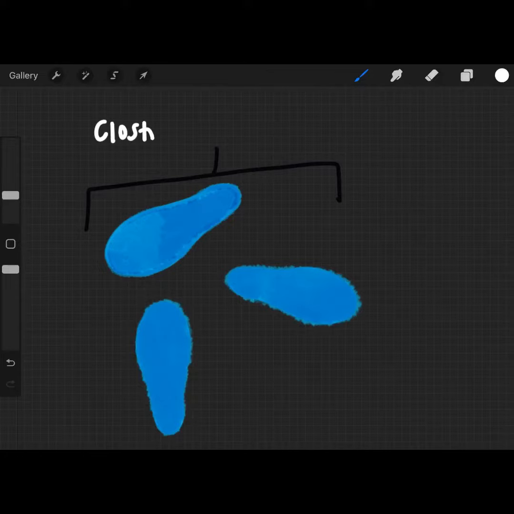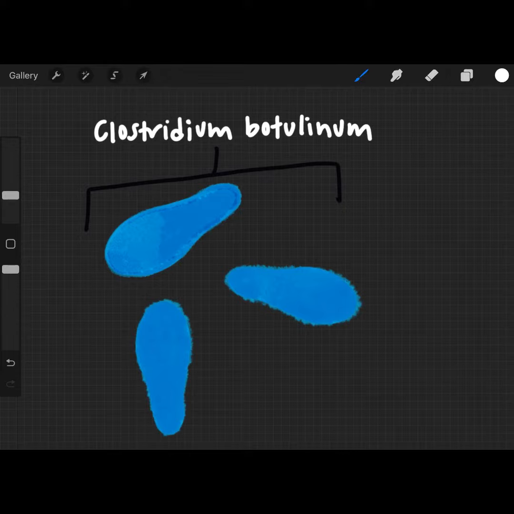Hi everyone, today I will be talking about Clostridium botulinum. This pathogen can be found as spores on food items, most typically canned food. It is an anaerobic, gram-positive rod.